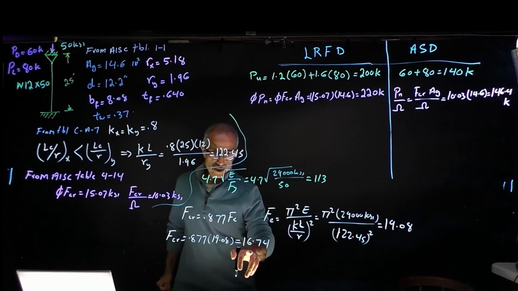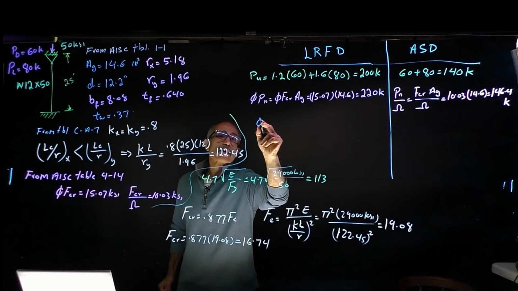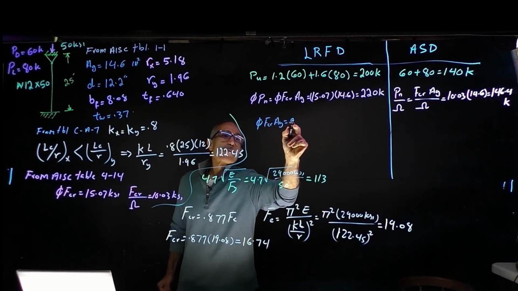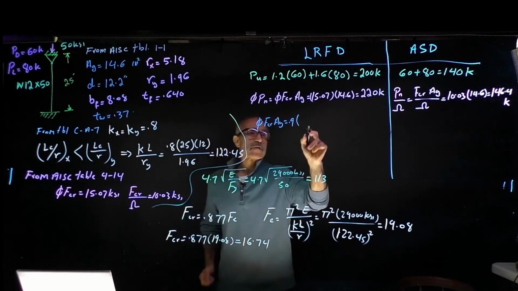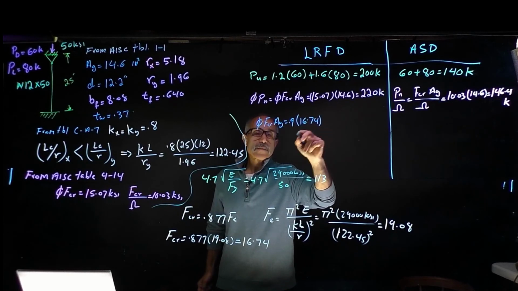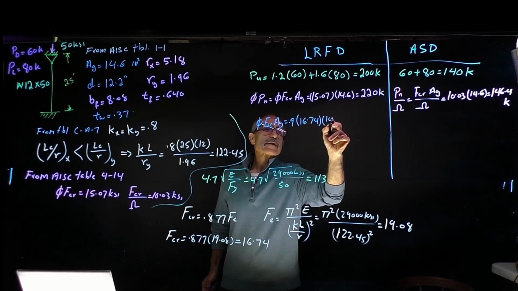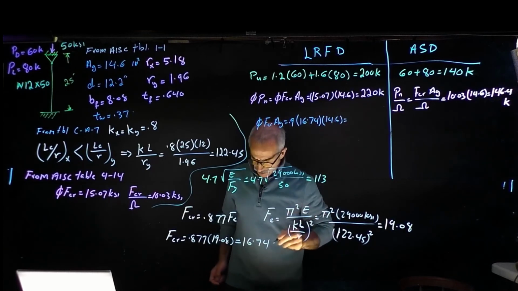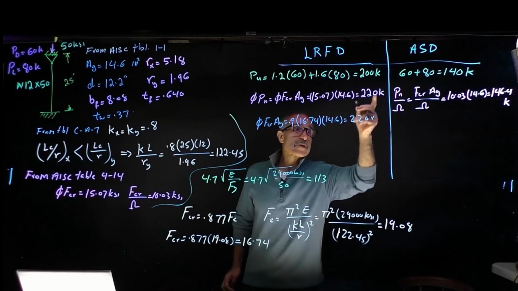We have found out the critical stress. I'm going to go ahead and calculate that. So it's going to be phi FCR AG, I got 0.9, and then FCR came out to 16.74, multiplied by the area, 14.6, and that gives me 220, same thing. Checks out, same as the other one.